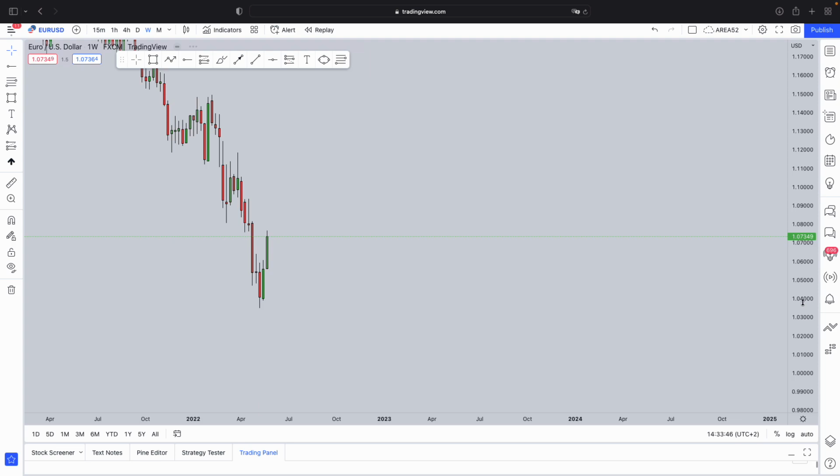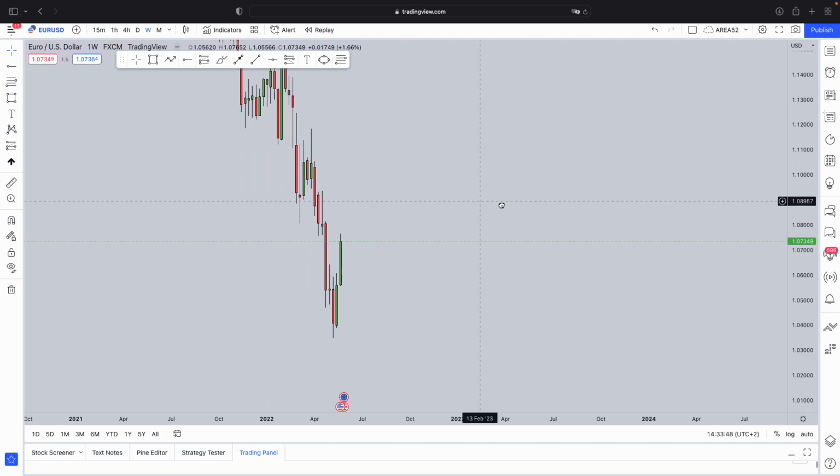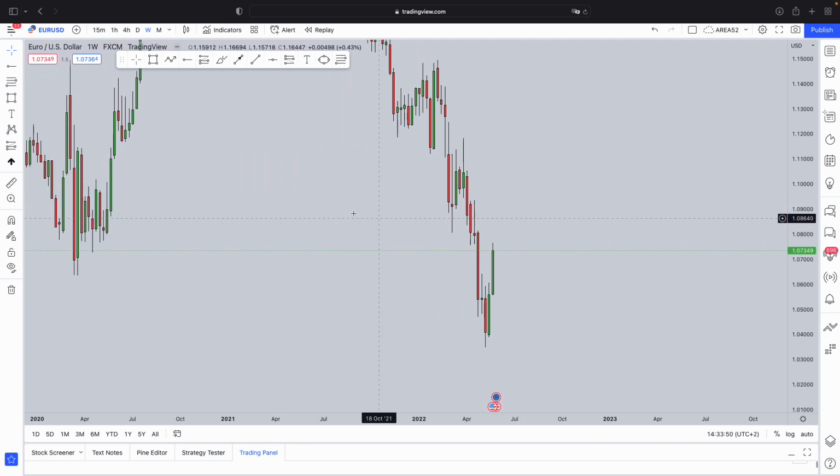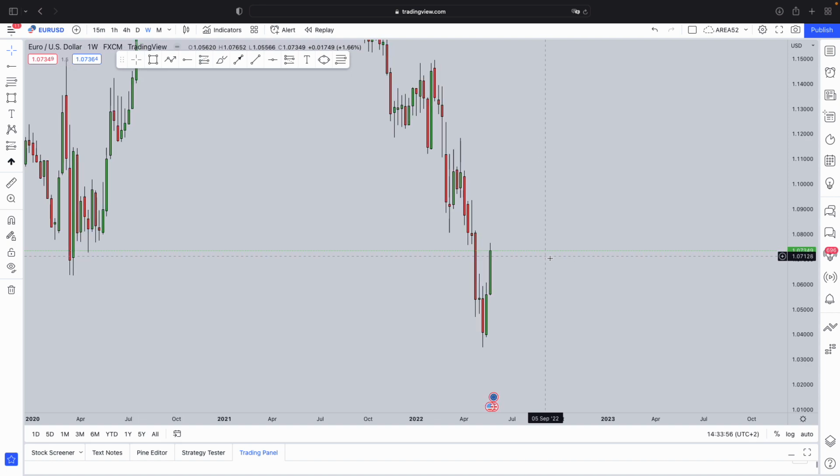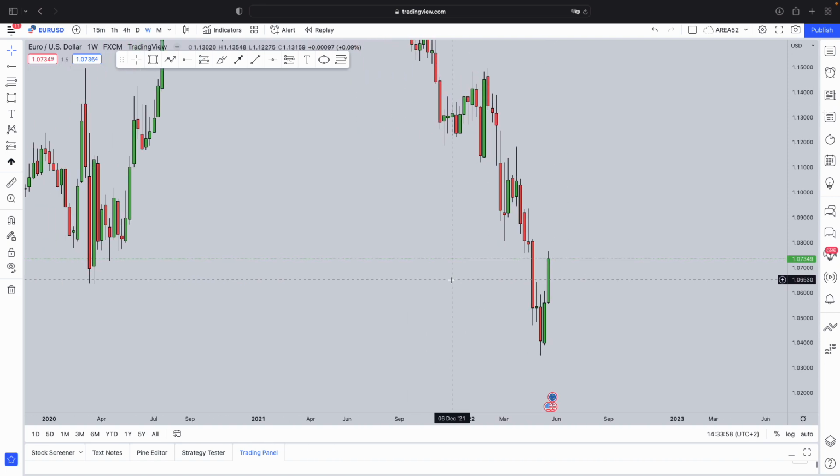Now on the weekly time frame, what do we see? From a weekly perspective, if we look left to this level over here, excuse me, we can see that the market had slightly broke above that, but that is way too far for us to look back.